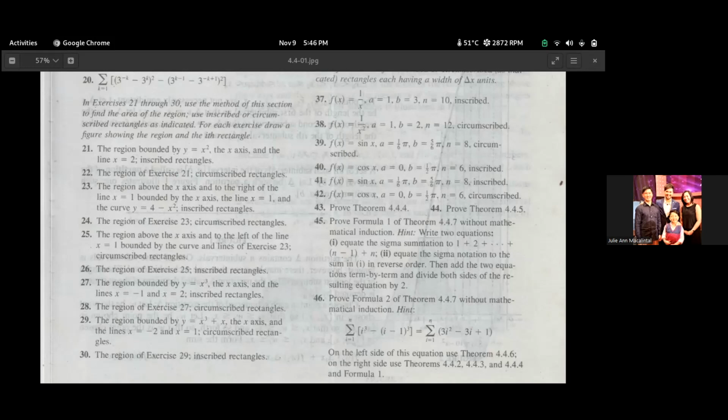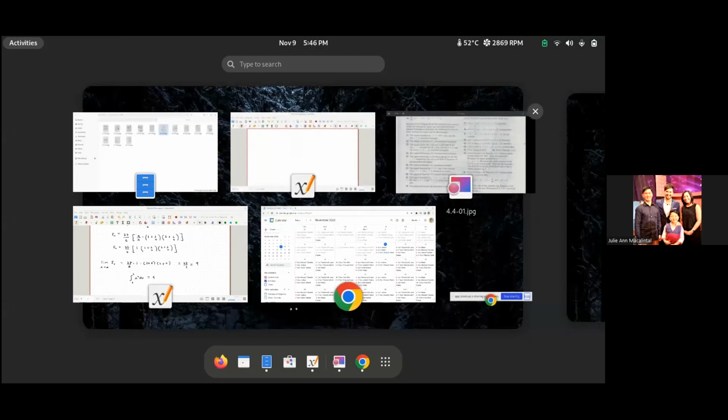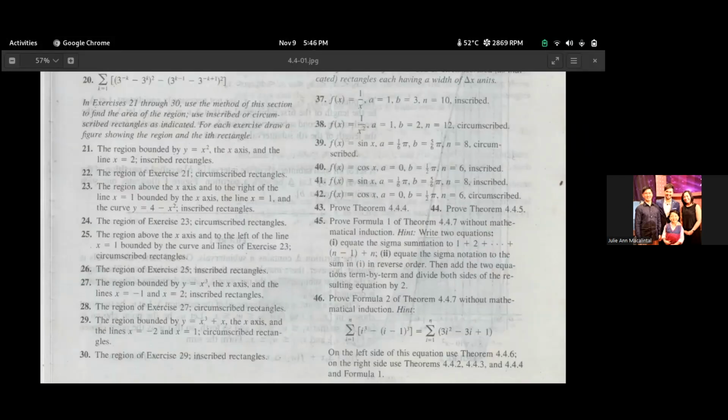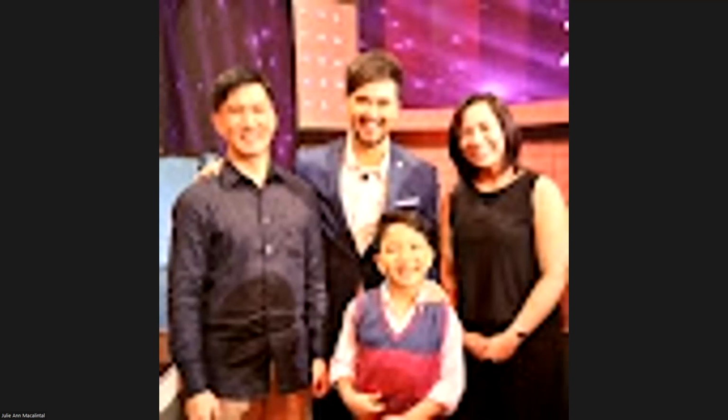So, set up number 21, and then I'll take a look. Okay, so I'll stop sharing again. Set up the inscribed rectangle sum. Then I'll also do it.